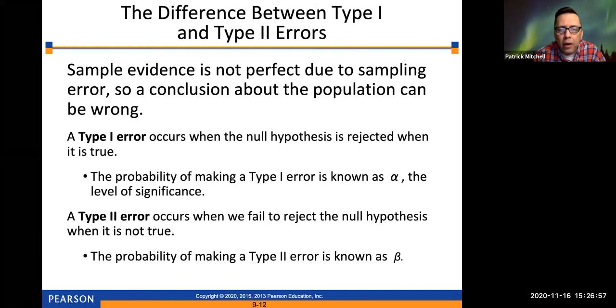A type 2 error occurs when we fail to reject the null hypothesis, even though the null hypothesis is not true. And the probability of making this type of error is known as beta. We're not going to talk about beta too much, other than to say if you make alpha lower, generally that causes beta to go up.